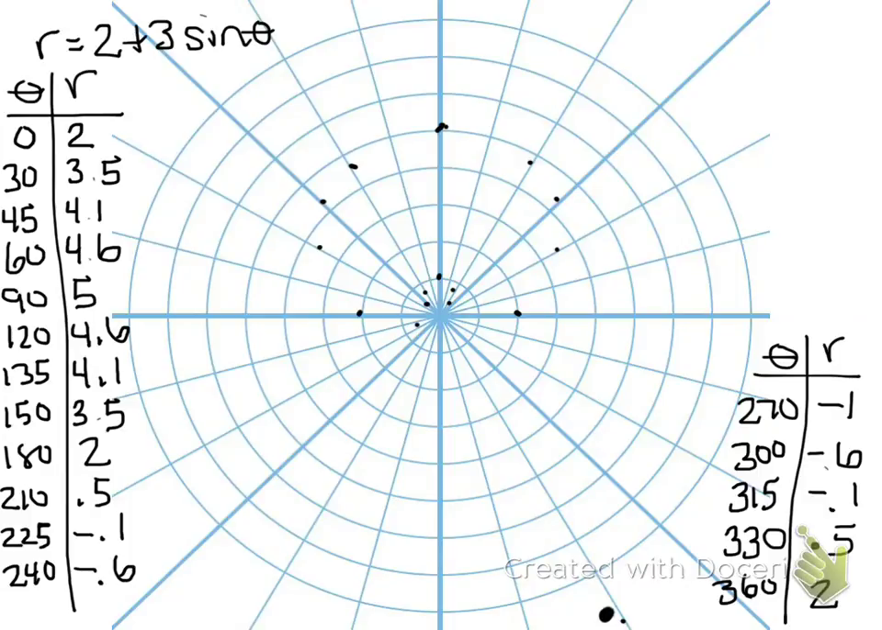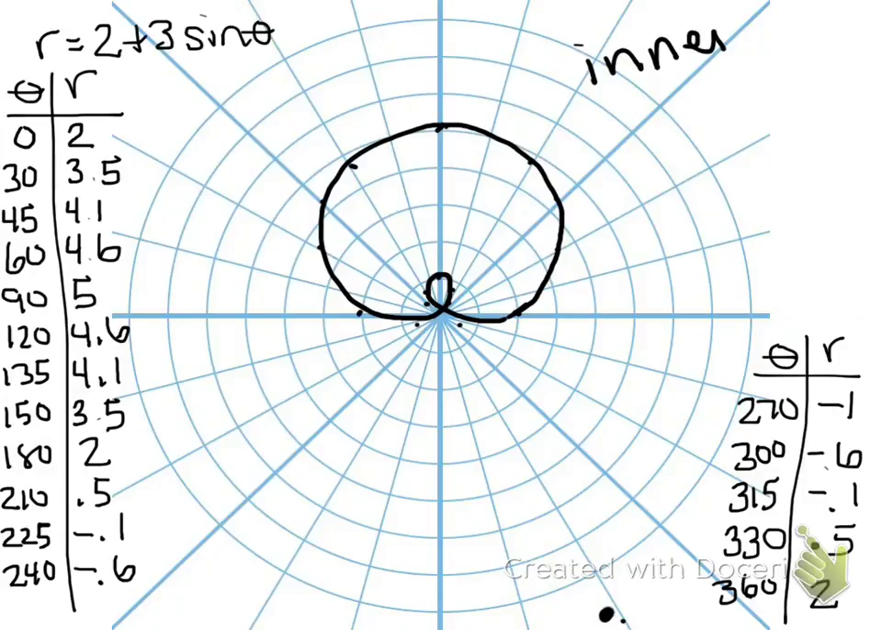And 0.5, 330. So that's positive 0.5, 330 is going to take us around here. And then we have 2, 360, gets us right back to where we started. So, what does this look like? Well, this graph is another limacon, but it's going to loop up inside right here. And this is going to include what is called an inner loop.